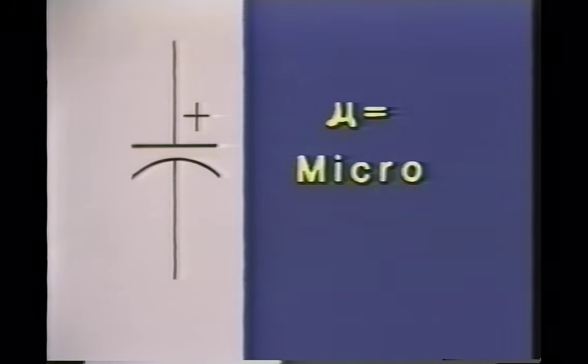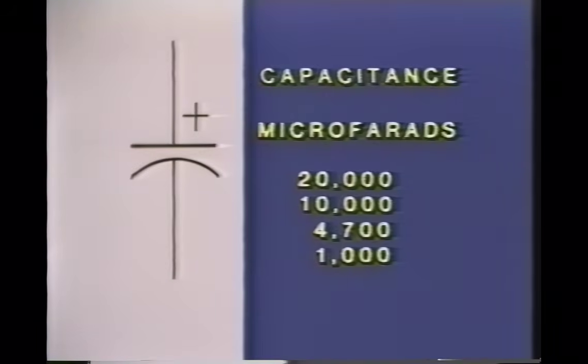But because the Greek letter mu looks a lot like our English letter U, you will often see capacitor abbreviations as mu-F, UF, MFD, or just plain MF. All of these ratings indicate microfarads, and the ratings will be printed on the capacitor itself and in the power supply schematic. The second rating of a capacitor is its voltage rating.